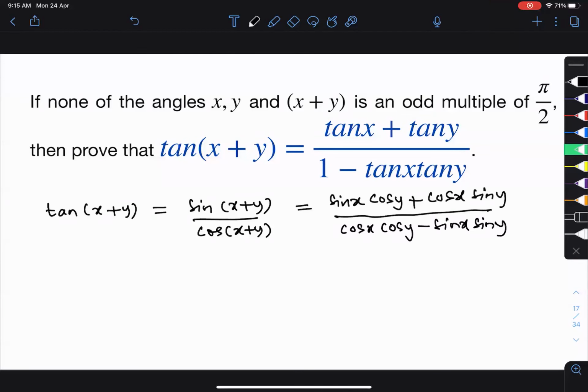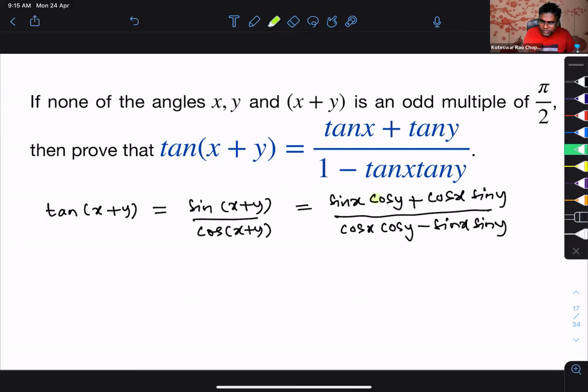Now what you do is you divide both sides by cos x cos y. You don't want this cos y here, so you divide by cos y. But again, here I don't want this. So what we can do is divide both numerator and denominator by cos x into cos y. So what will happen here? Let me write it here.